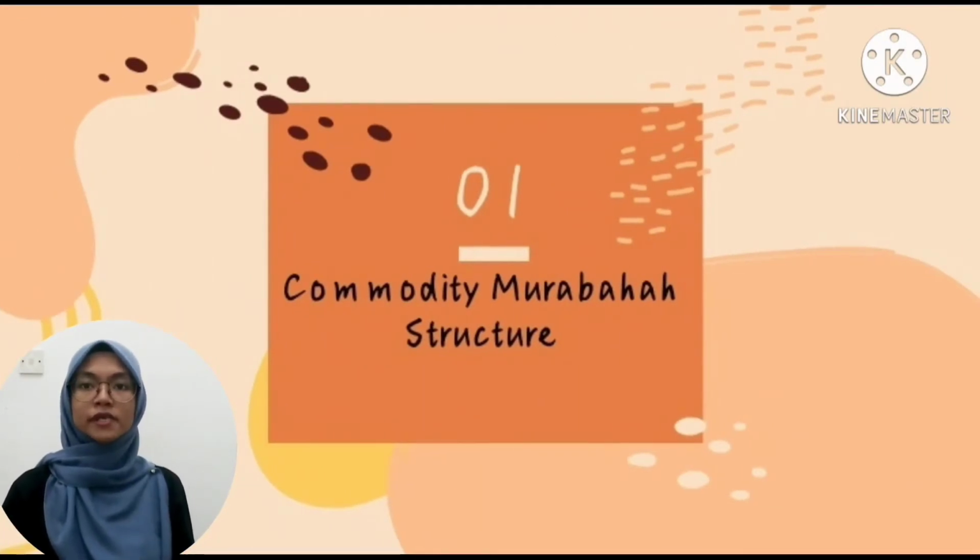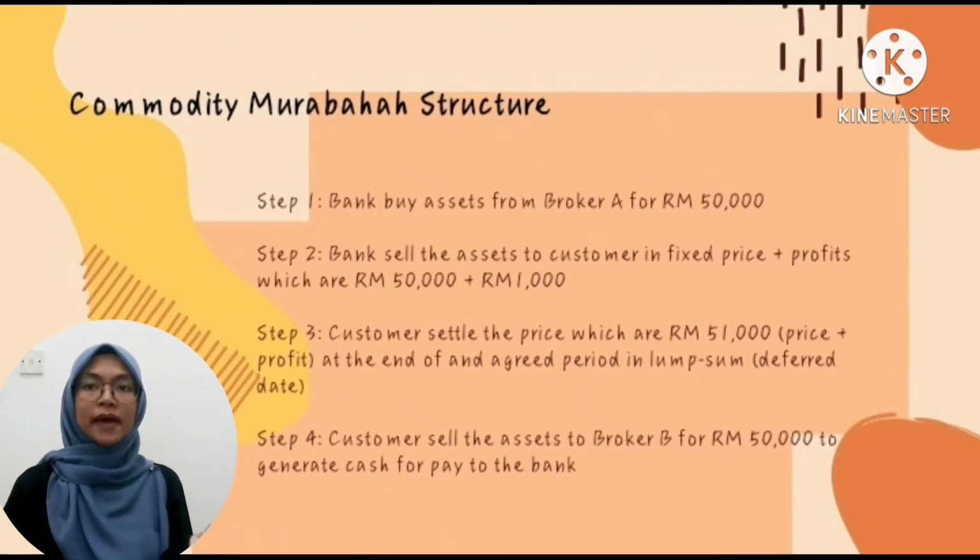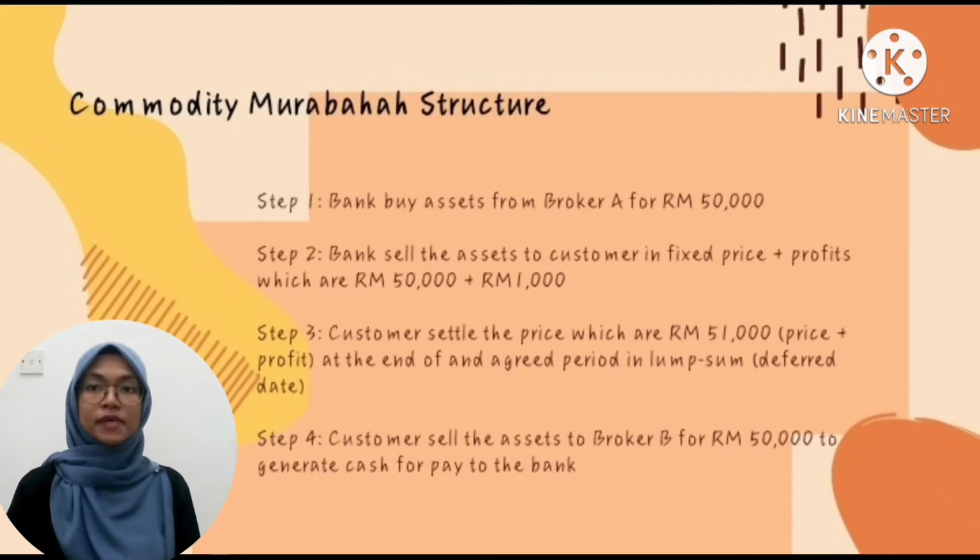The Murabaha commodity structure. This is the flow chart of the Murabaha commodity structure. Okay, firstly, a bank buys the asset from broker A for 50,000 ringgit, and then the bank sells the asset to the customer at a fixed price plus profit, which is 50,000 plus 1,000. And then the customer pays the price, which is 51,000 price plus profit, at the end of the contract in lump sum payment or on the deferred date. And then the last step is the customer sells the asset to broker B for 50,000 ringgit to generate the cash.